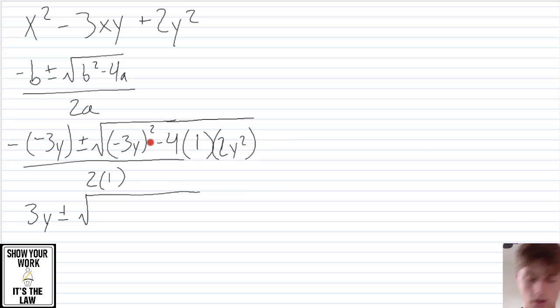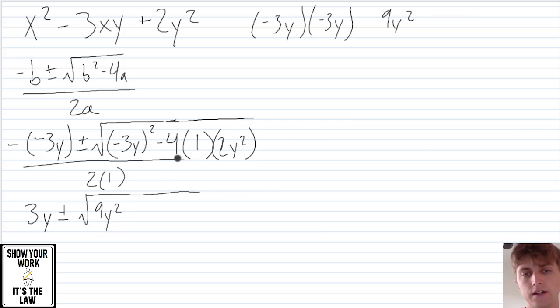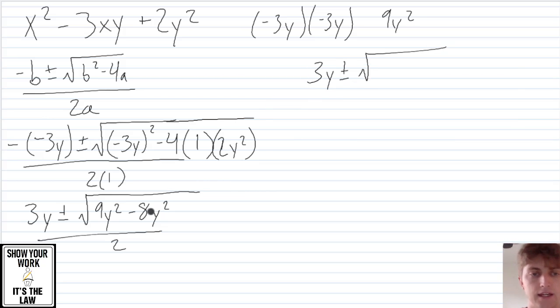Remember, it's going to be negative 3y multiplied by itself twice, so that's negative 3y times negative 3y, which is going to give us positive 9y squared. So we've got 9y squared, and then down here we have negative 4 times 1 times 2y squared equals negative 8y squared, over 2. Keep going, we've got 3y plus or minus 9y squared minus 8y squared, which is just going to be 1y squared, divided by 2.